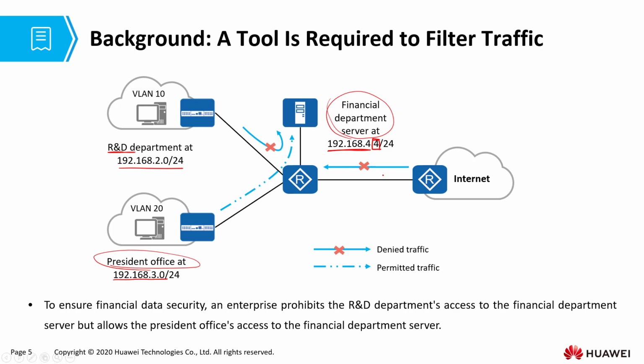Maybe there is some financial data on it, whatever kind of data on this financial department server. It is a server for the financial department. Now, typically, if we connect a network such as this enterprise network to the internet to enjoy internet services, there's going to be a risk of viruses that come from the internet to access our network. We don't want that traffic to be permitted into our network.